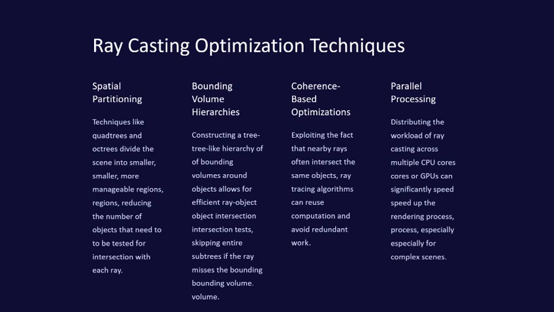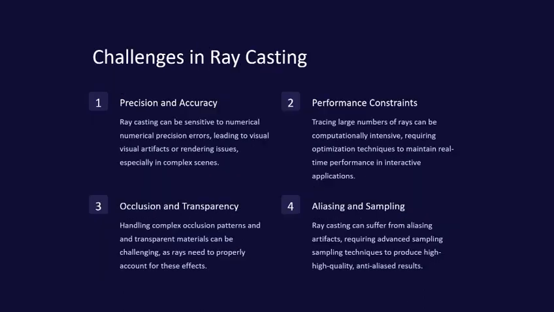Coherence-based optimization, exploiting the fact that nearby rays often intersect the same object. Ray tracing algorithms can reuse computation and avoid redundant work. Parallel processing, distributing the workload of raycasting across multiple CPU cores or GPUs, can significantly speed up the rendering process, especially for complex scenes. What are the challenges in raycasting?